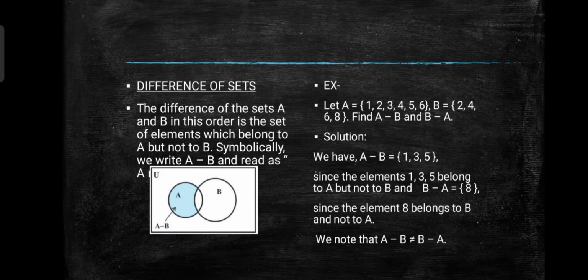Now B minus A. What are all in B? 2, 4, 6, 8. And in A, 1, 2, 3, 4, 5, 6. So here from B you take out 2, 4 and 6 because they're present in A. And then whatever is left would be 8, right? So 8 would be the element in the set B minus A.